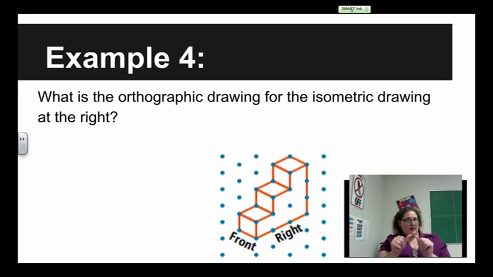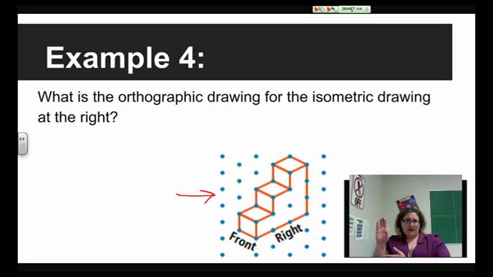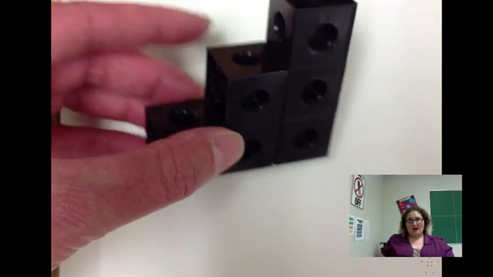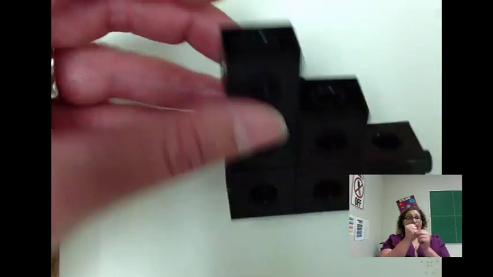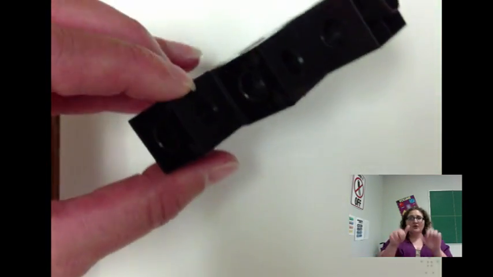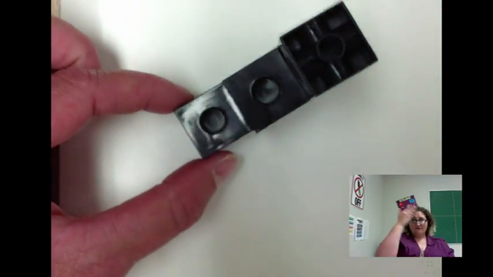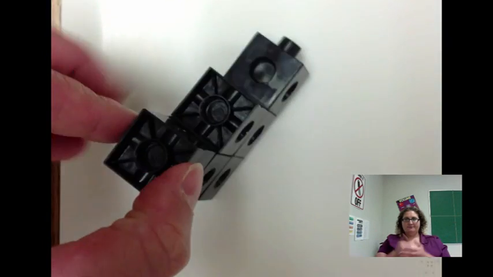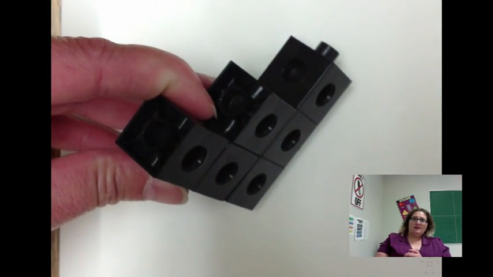It says, what is the orthographic drawing for this isometric drawing at the right? We're going to actually make this shape right here out of cubes that link together, and so that way we can see what the top, front, and right side view would be. Okay, I've made the isometric drawing out of cubes that you can see right here. Okay, now it said that this was the front and this is the right side. So here's our figure, if you want to see it from the view that they've shown, something like this.